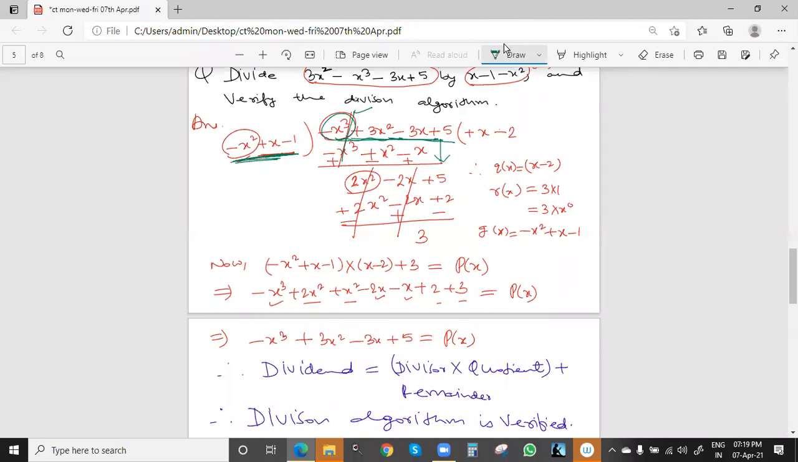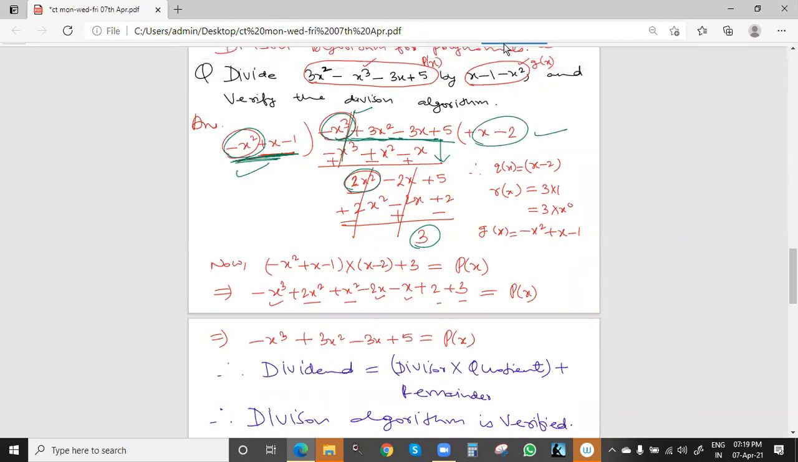Now we'll focus on 2x square. Here the minus x square. We'll take minus 2. It's only minus 2 because minus 2 into minus x square will give 2x square in positive. And minus 2 will multiply with x also, and then minus 1. Minus 2x plus 2 cancel. 2x minus 2x cancel, and then 5 minus 2, 3. 3 is the remainder. Minus x square plus x minus 1 will be the divisor. Then x minus 2 will be the quotient.